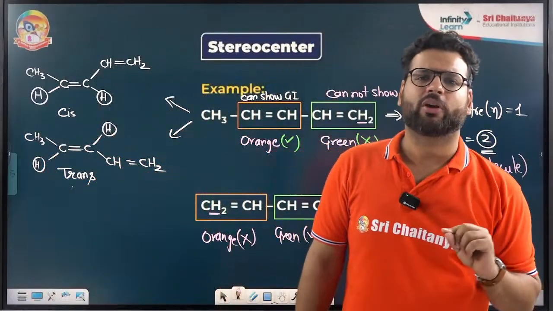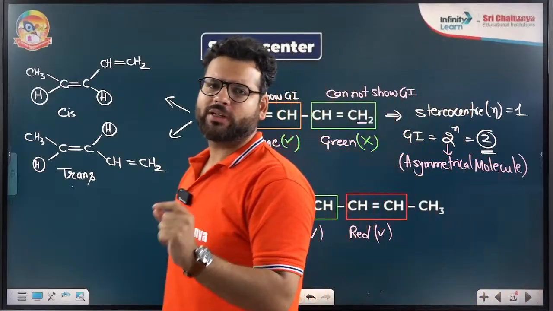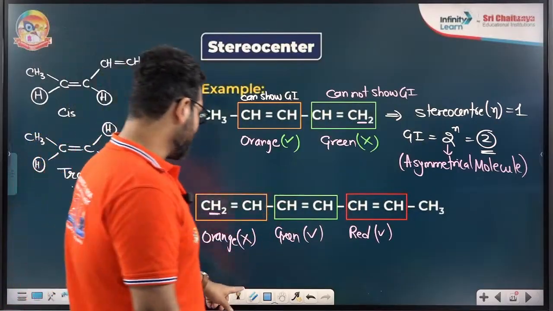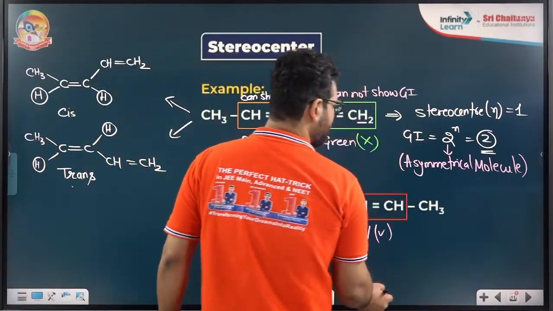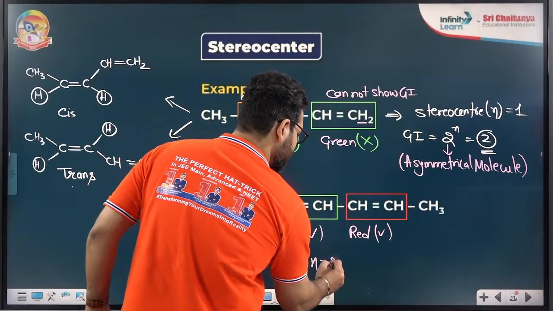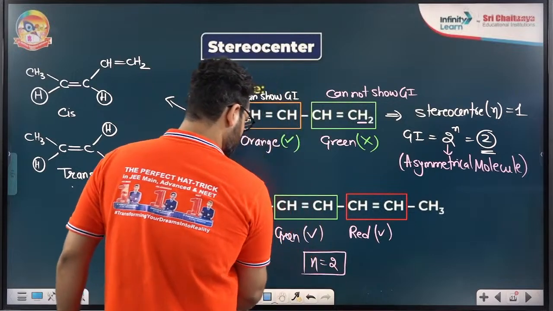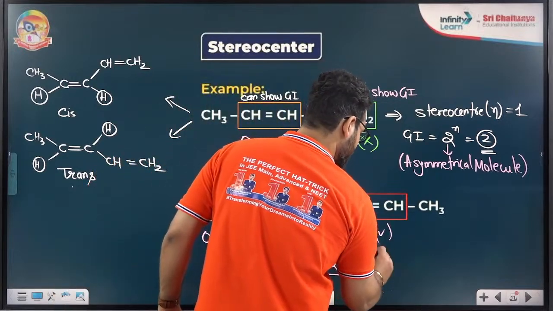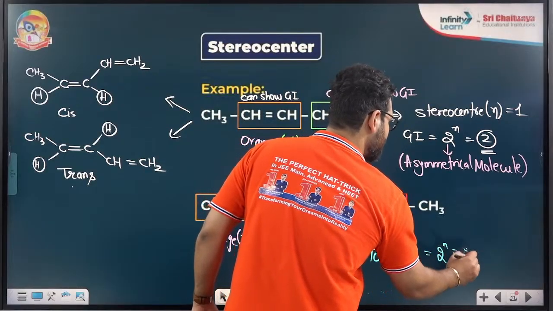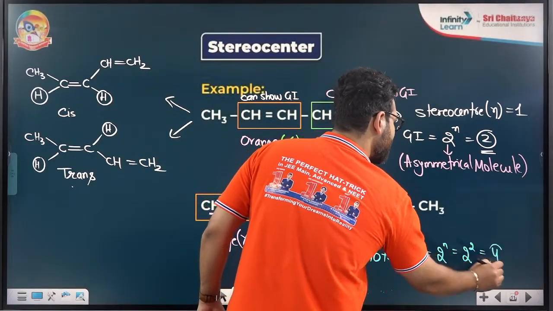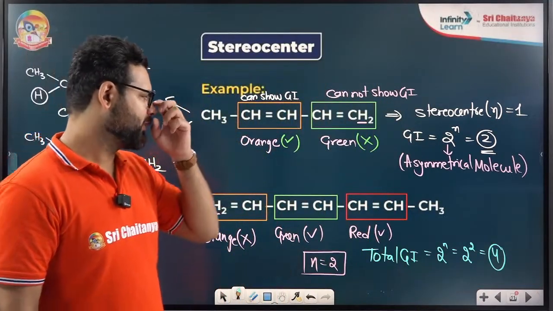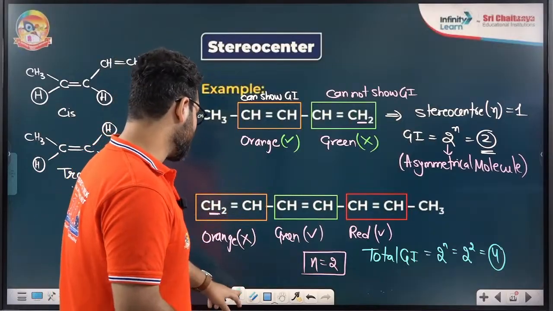So for an asymmetrical molecule, total geometrical isomers are always 2 to the power n, where n is the number of stereocenters. And here it's an asymmetrical molecule. So stereocenters are 2, n is equal to 2. You can see here, n is equal to 2. So total GI will be 2 to the power n, which is 2 to the power 2, which is going to be 4. 4 isomers will be possible. 4 GIs are possible for this compound. Okay, what are those 4 GI? You can see here.